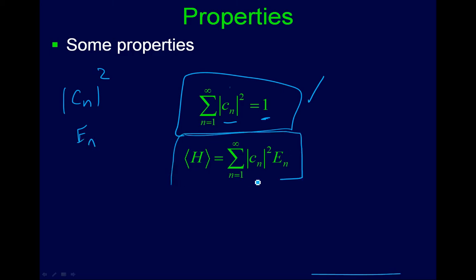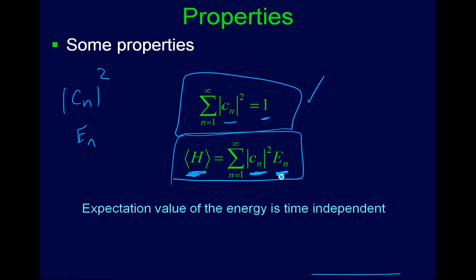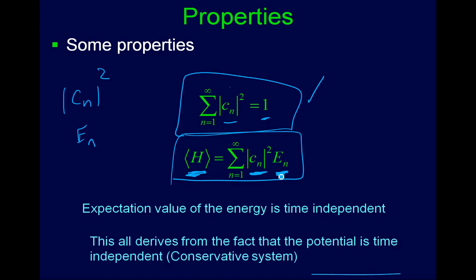And perhaps even more important is this one, that you can find the expectation value of the Hamiltonian, which for us is the expectation value of energy, simply by summing the probability Cn squared times each energy. It gives you a weighted average of the energy. It's not clear that this should happen, but a couple things come out of this. First of all, the expectation value of the energy is time independent. It doesn't depend on time.